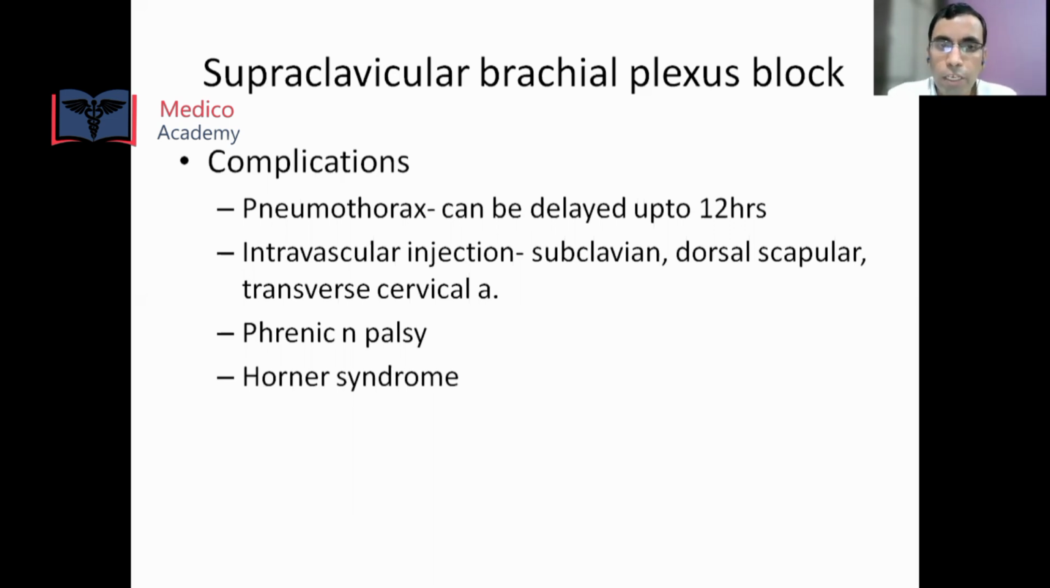Well, coming to the complications. Pneumothorax is a known complication, as we know that the pleura lies quite nearby. There can be intravascular injection because the subclavian artery, the dorsal scapular artery, and the transverse cervical artery all lie close together in this region. Phrenic nerve palsy has also been seen. Rarely, Horner syndrome can be observed.